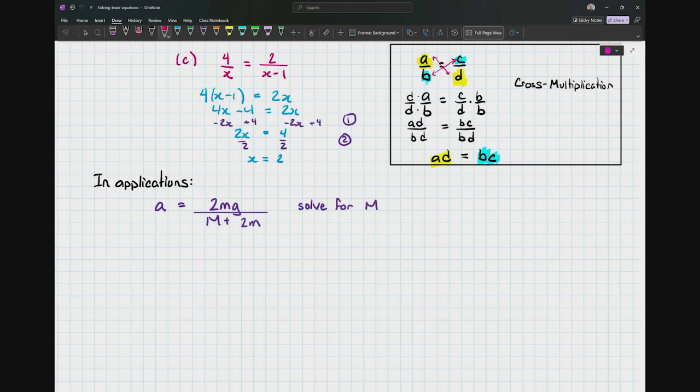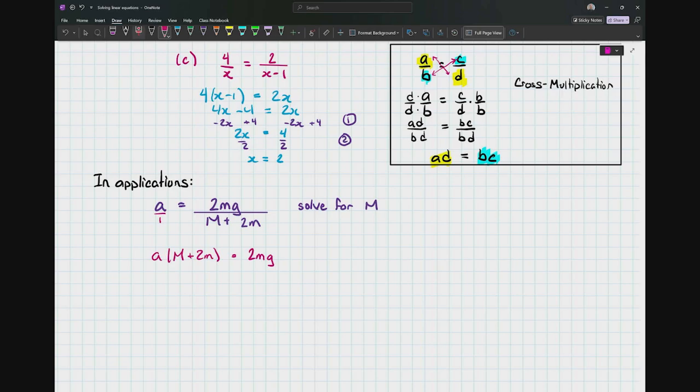Another thing I would always recommend too is you can make this a into a fraction, and then you're essentially just cross multiplying. Both of these get you to the same result. That allows us to take the a and multiply by capital M plus 2 little m. And on the other side of the equation, we're going to have this 1 times 2mg, which is just 2 little mg. It's the exact same thing you would have gotten by multiplying by capital M plus 2 little m and then canceling the denominator. But this is a quick way of doing it.